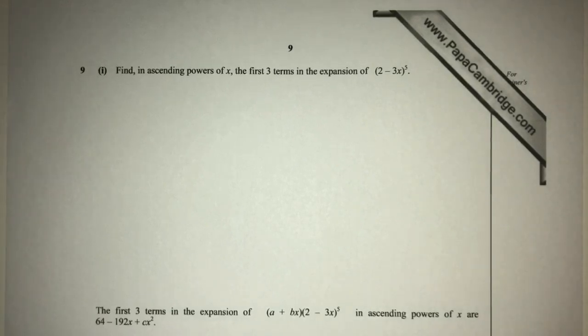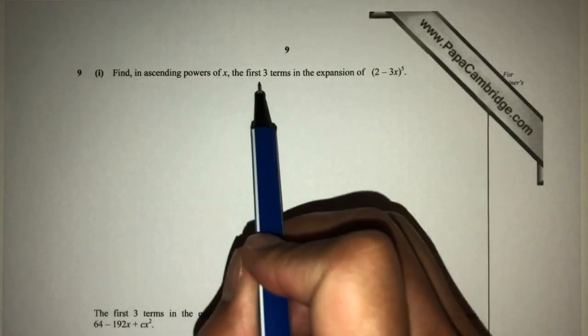Okay, so let's move on to question number 9. So here we have to find, in ascending powers of x, the first 3 terms of this expansion. So how can we do this? Of course you can use the formula that is given to you to find that. But we just need to find the first 3 terms.